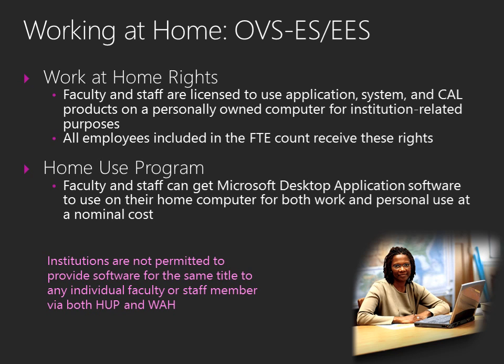Whereas the home use programme, that software assurance benefit, means that faculty and staff can use the desktop application software, so in other words, Office Professional Plus, for use on their home computer for work and personal use, but at a nominal cost. So again, they do need to purchase the media. And as before, institutions are not permitted to provide software for the same title to the same staff member via HUP and work at home.